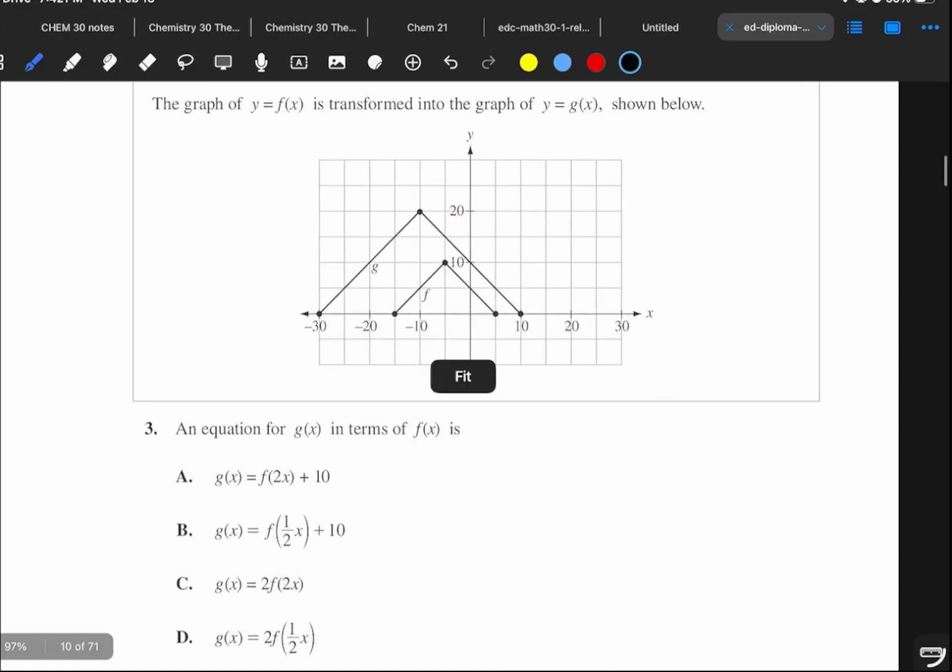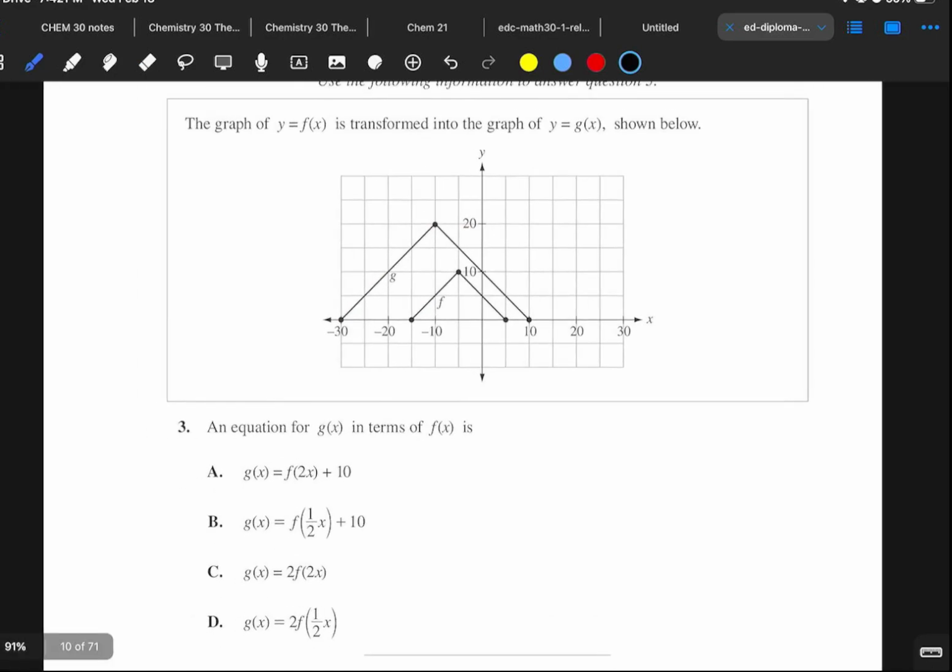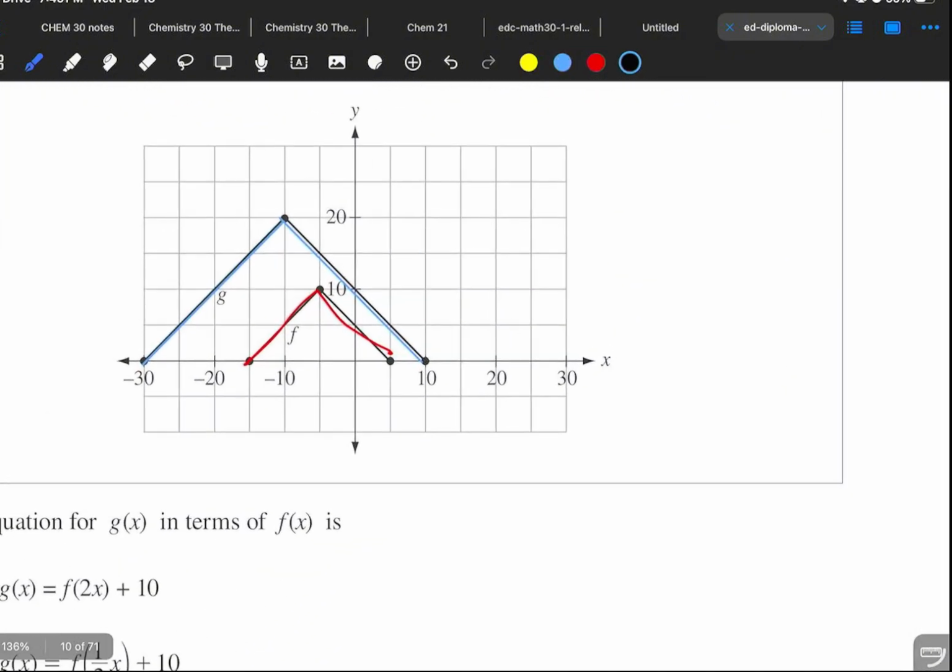So for this question here, we're asked to express g(x) in terms of f(x). So we're looking at the transformations that need to be applied to this graph of f(x) in red here to get the graph of g(x) in blue. So just looking at these 2 graphs, I want to look at the points that are common between the two. I can see that the vertex on the graph of f(x) is going to be (-5, 10).